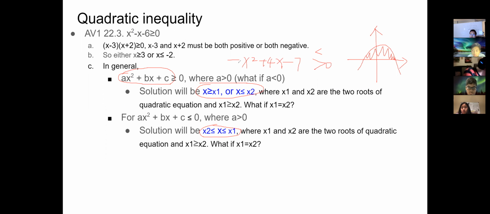So you want to change all the signs, you can consider multiplying by -1 here. All the signs change, but you have to change this one too. This is the rule I want you to remember.